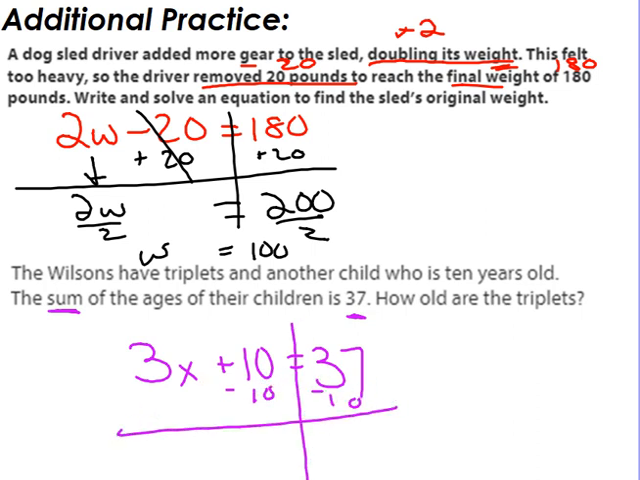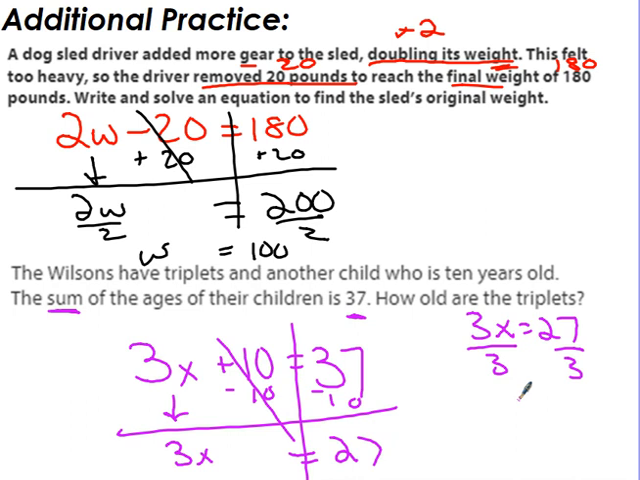There's my line, right? That goes away. I have 3x equals 27. I'm going to rewrite that over here just because I ran out of room. So now I have to divide by 3. x equals 9. So that means each triplet is 9 years old. So I have 3 of them. 3 times 9 is 27. And then I add that with the 10-year-old, and that gives me a total of 37 years.